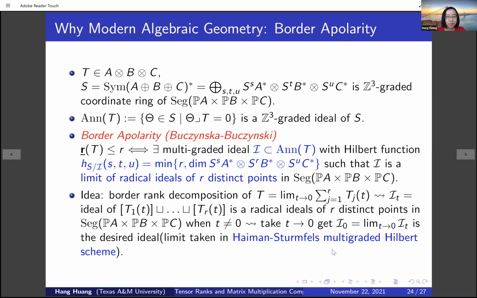And I want to emphasize that you don't take the limit in the Hilbert scheme, because the Hilbert scheme only fixes a Hilbert polynomial, but you need to take the limit in the multi-graded Hilbert scheme, where you fix your Hilbert function. Now I also want to spend several minutes talking about why we can fix the Hilbert function. Remember, the idea of border apolarity is I take a random border rank decomposition, I look at the R distinct points there, and I take the ideal of those R distinct points. How do I know that these R distinct points will always give me the same Hilbert function? I want to briefly explain that.